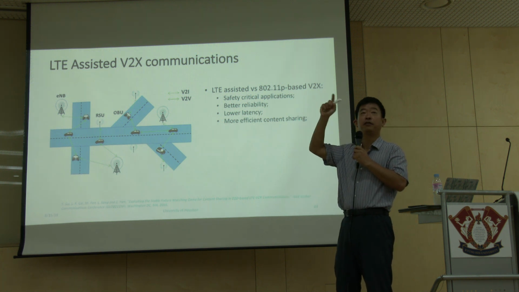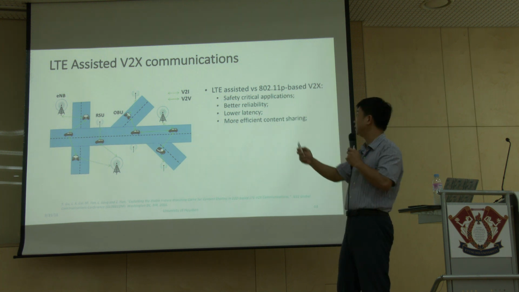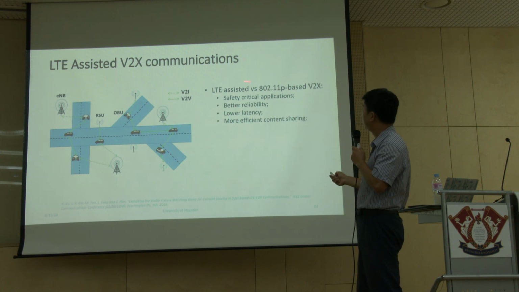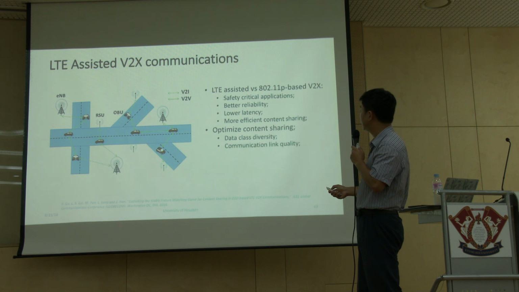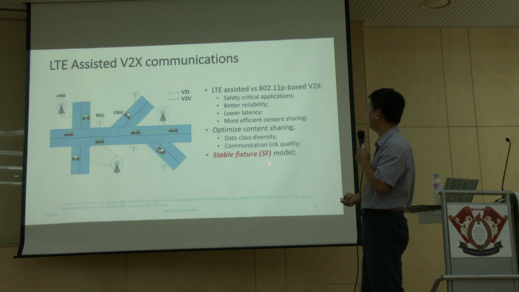There are a lot of papers on UAVs moving around and serving as a kind of base station. Basically, they can support safety-critical applications that are more reliable, low latency, and more efficient. So you need to optimize the content sharing and data, and the diversity communication link. Here, we use a stable fixture model.